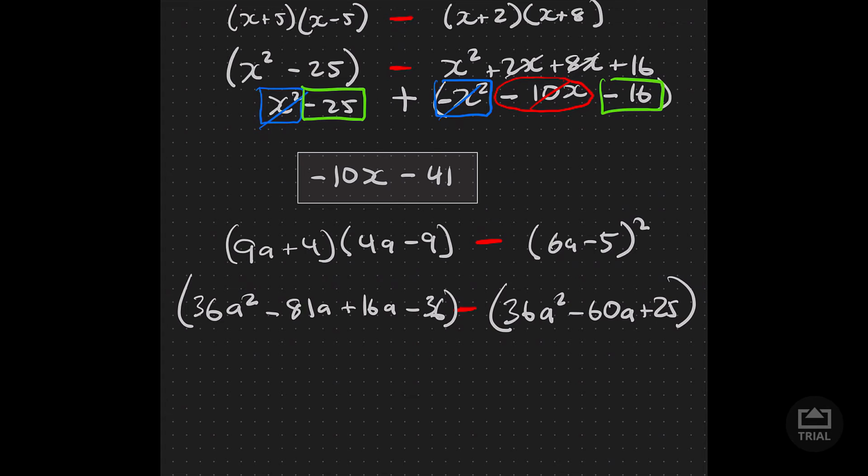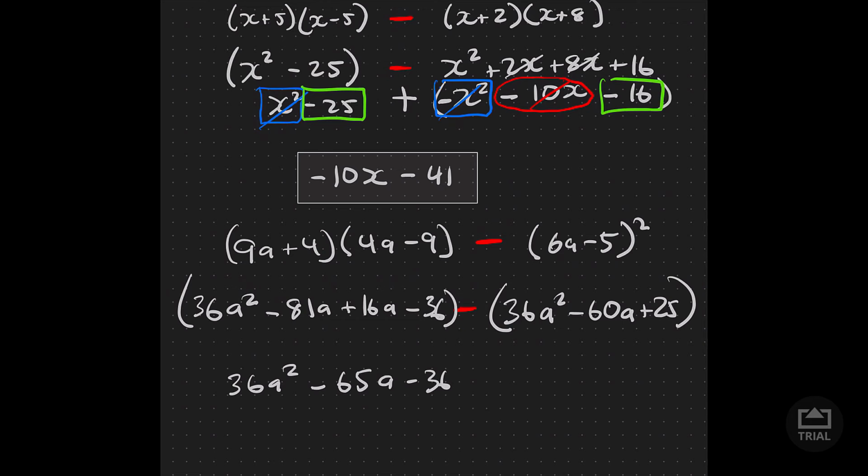Okay, so what do I need to do? Well, I'm going to finish simplifying and combining the like terms on this one. So I get 36a squared, and I have negative 81, and we're going to add to that 16, and we end up with a negative 65a minus 36.